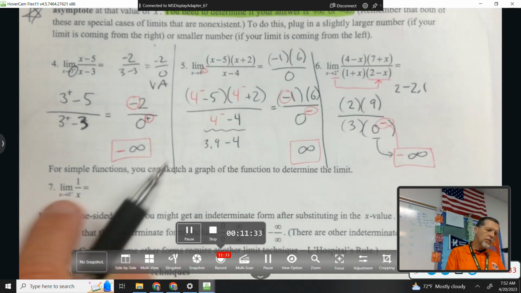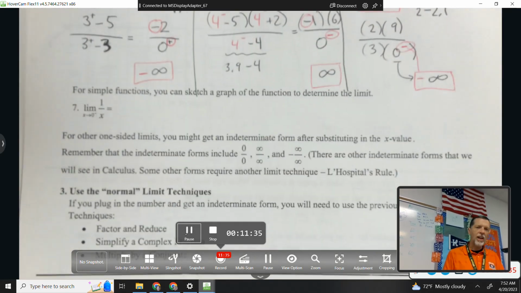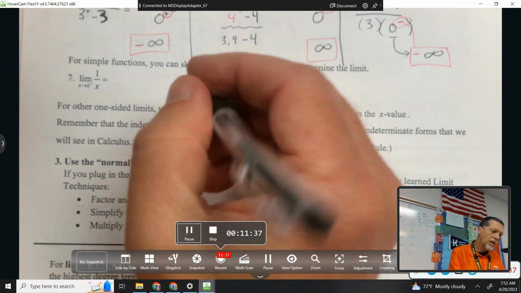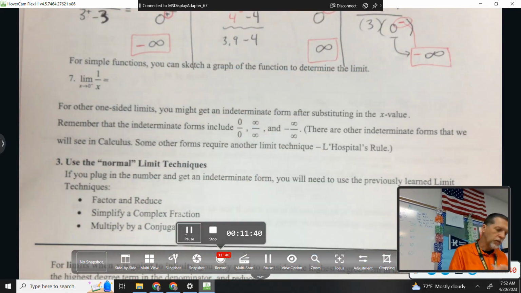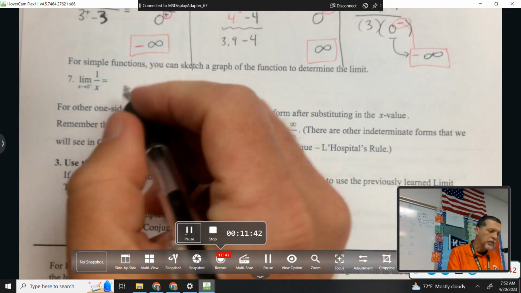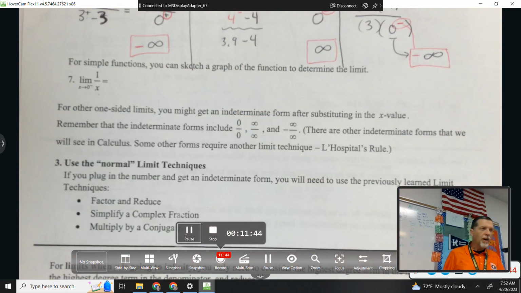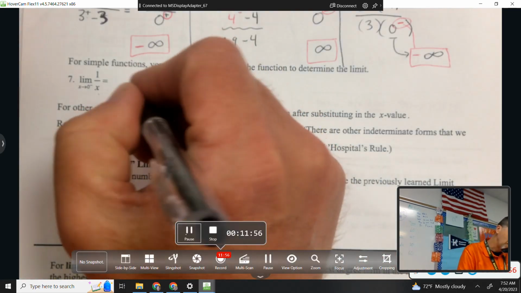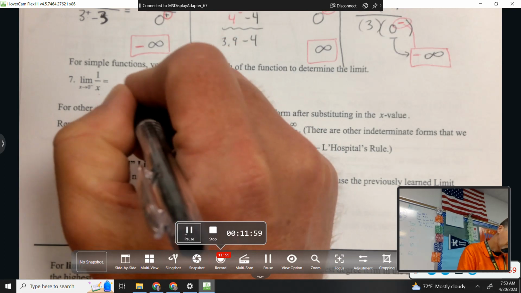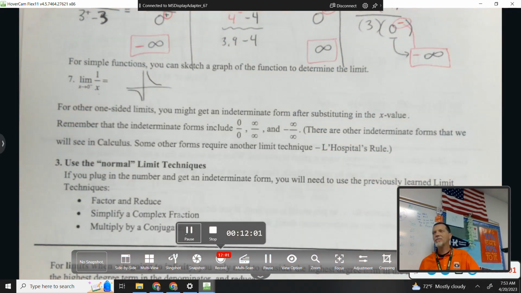For some functions, now I don't know how many functions this really is, but you can sketch a graph to know the limit, assuming you know what the graph looks like. Do you know what the graph of 1 over x looks like? It's one of the parent functions that we're supposed to know. Is it like that? Is that 1 over x?